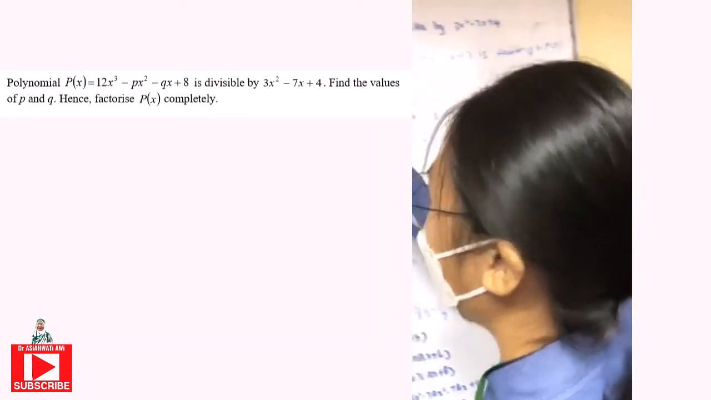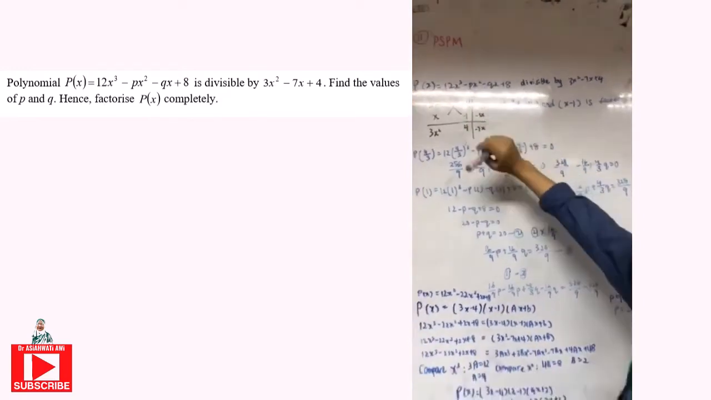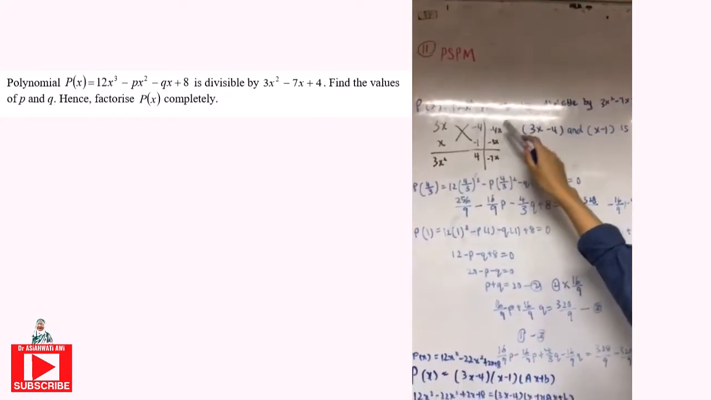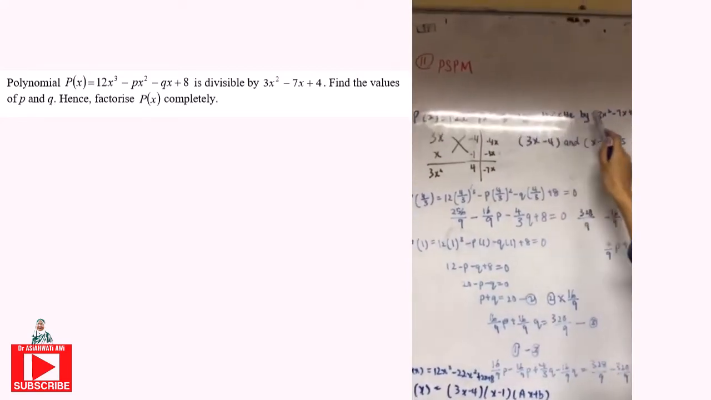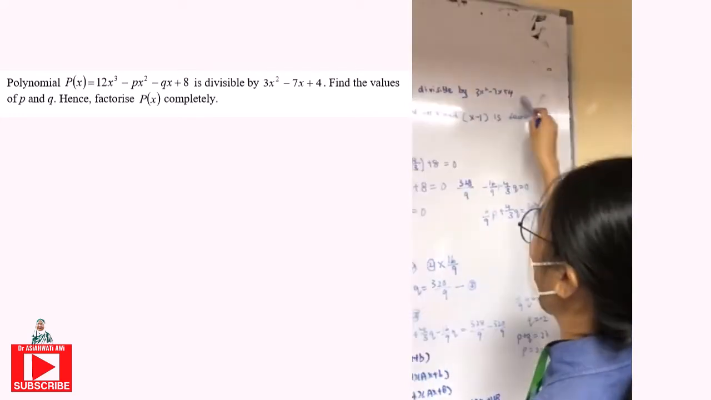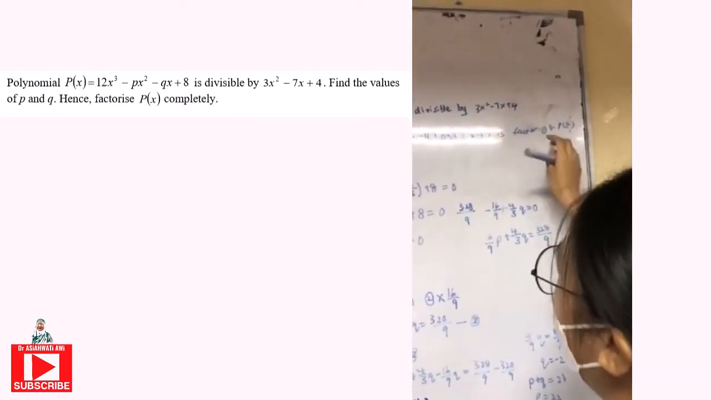The question is number 11 from past year PSVM. The question states that p(x) equals 12x cubed minus px squared minus qx plus 8 is divisible by 3x squared minus 7x plus 4. So we can factorize this first. We will get (3x minus 4) and (x minus 1) are factors of p(x).